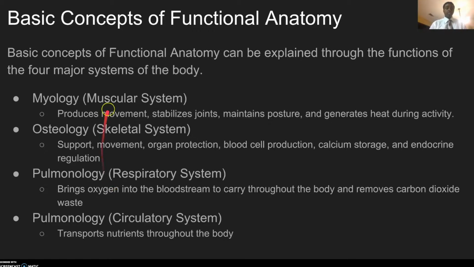The basic concepts of functional anatomy can be explained through the functions of the four major systems of the body. We have the muscular system here, myology. This produces movement, stabilizes joints, maintains posture, and generates heat during activity. We see that throughout our everyday lives. We always move our muscles, which requires our bodies to move.